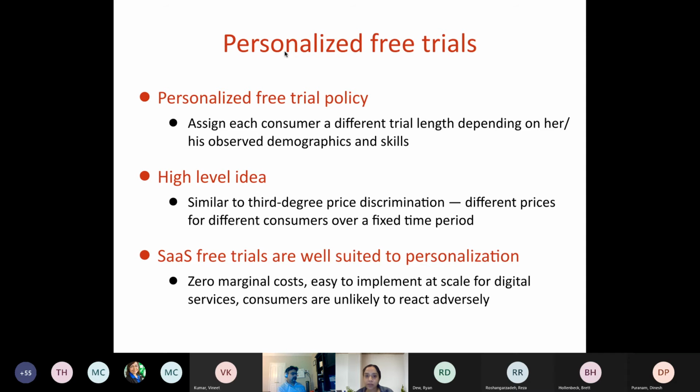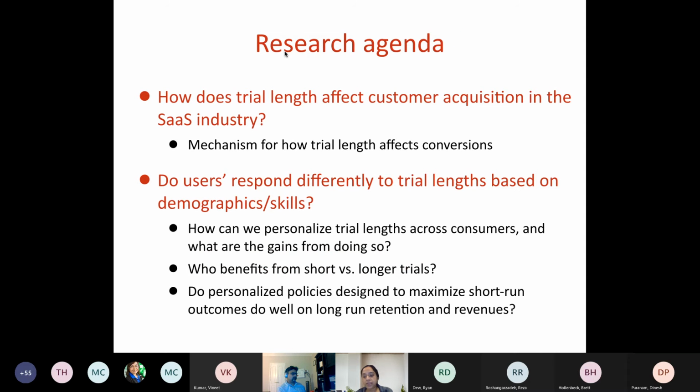And that brings us to the question of, is there value to doing so, and how would you do so? And that's kind of what this paper is about. So the two broad things that I will be looking at in this paper is, first, how does trial length affect customer acquisition in the SaaS industry? So how does the length of the trial? I want to be clear here. I'm not asking the question of, does the existence of a free trial or not affect the outcomes? I'm looking at free trials that exist. Do longer or shorter ones work better?